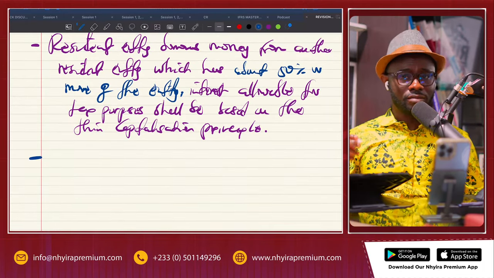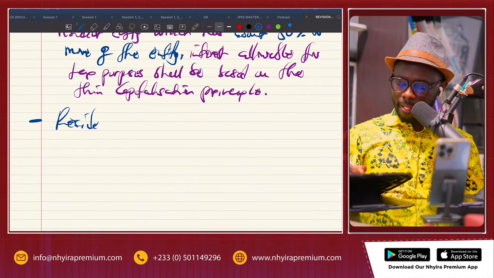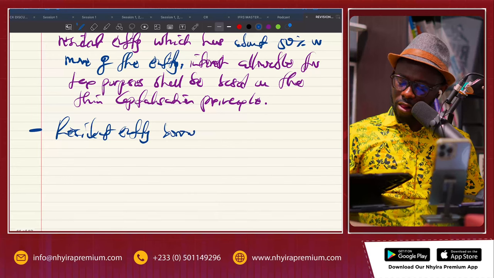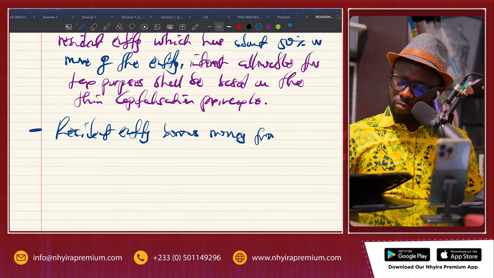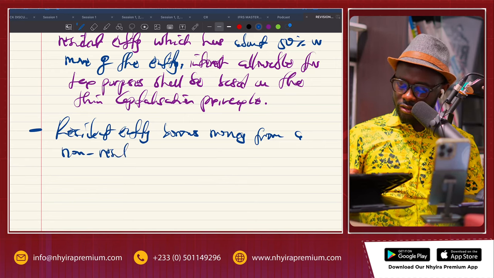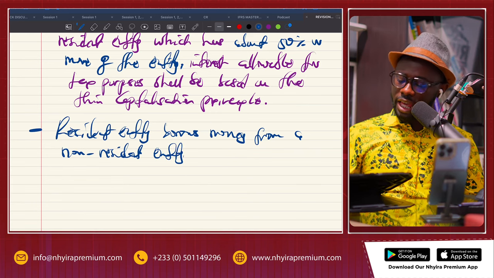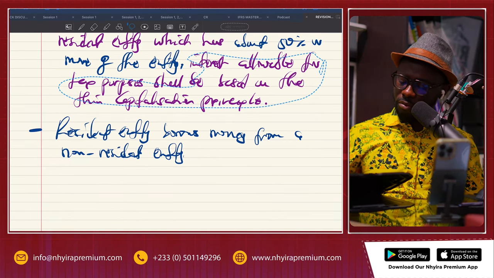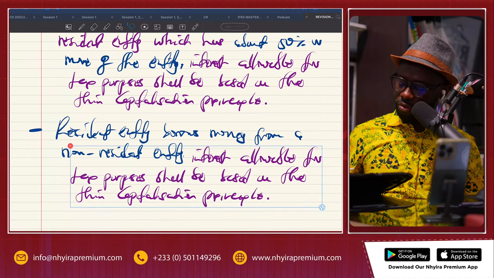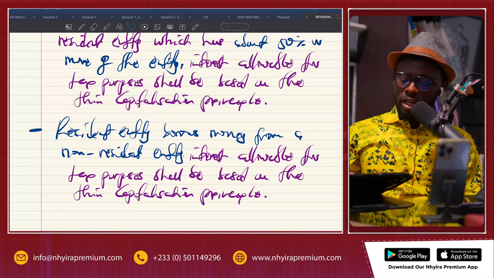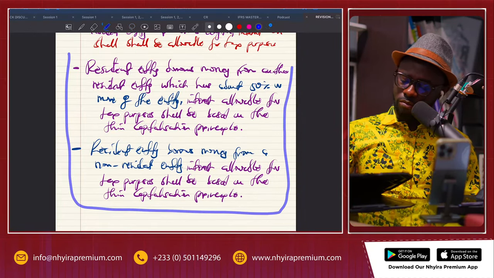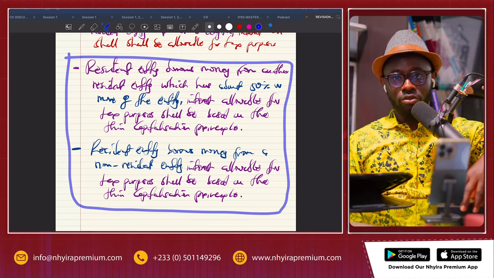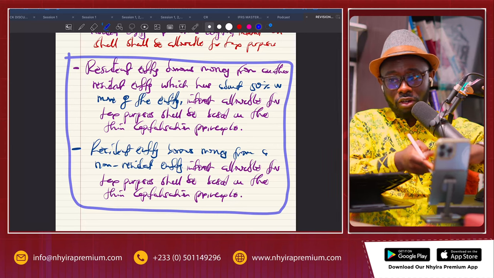Then the last layer is when a resident entity borrows money from a non-resident entity. Here also, we apply the rule that the interest allowable for tax purposes shall be based on the thin capitalization principle. Just the same thing. And so the last two is where the examiner is going to get you, and you must understand that particular case. Very, very important.